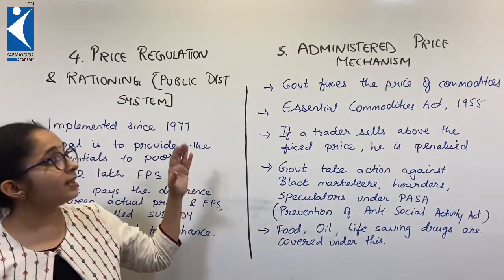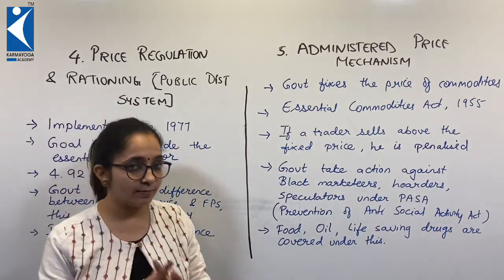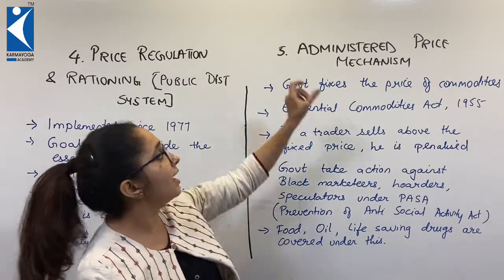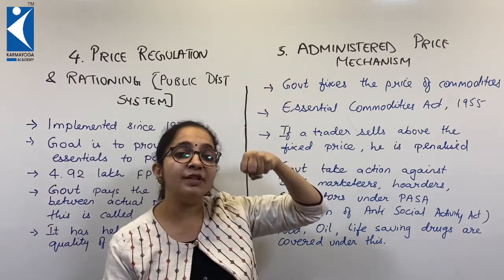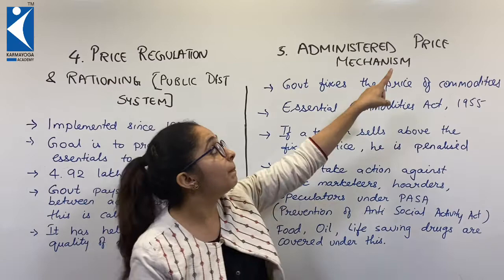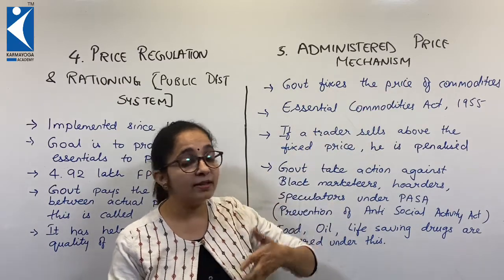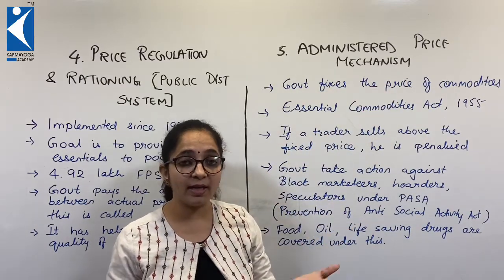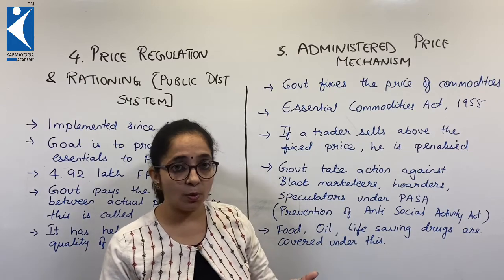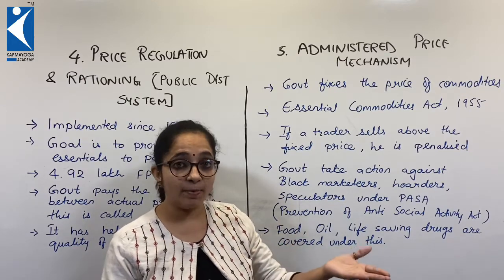Now, the last one is the administered price mechanism. Understand the words. Administered means somebody is having control over. Control over what? Price. Why price? In India we are a mixed economy. We can fix prices on our own. The businessman can decide the prices.